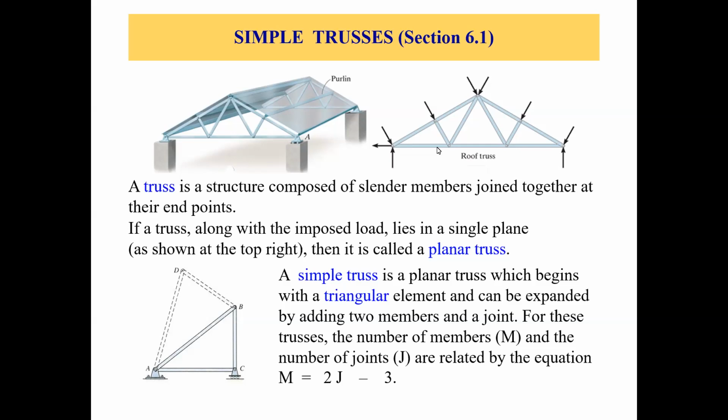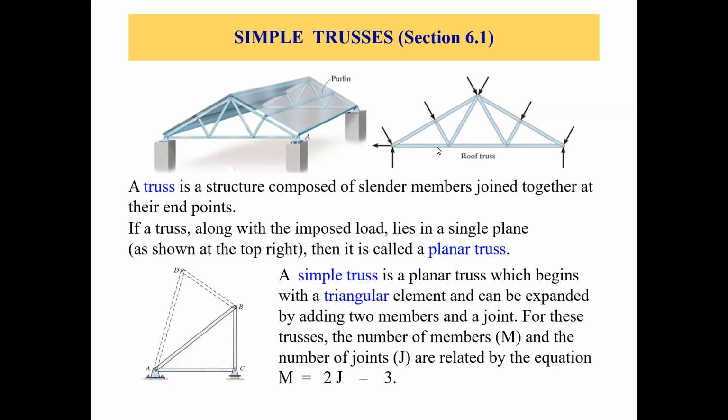Now, another terminology is a simple truss. A simple truss is a planar truss which begins with a triangular element and can be expanded by adding two members and a joint. Essentially, we start with one triangle element and we add other triangular elements to make the truss bigger. So that's a simple truss.